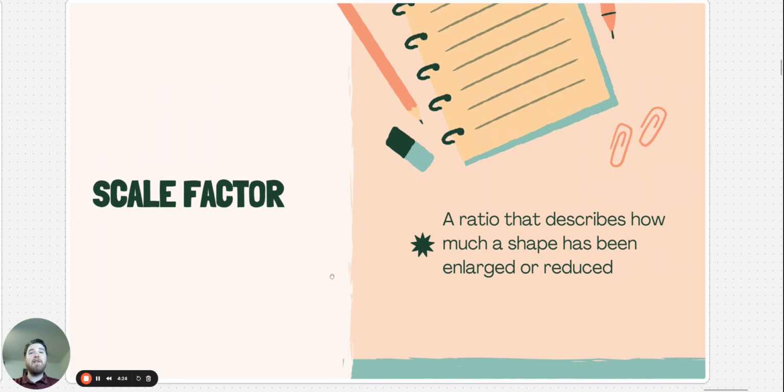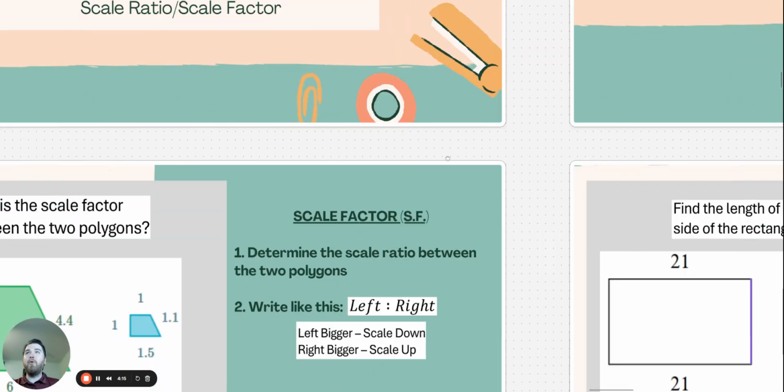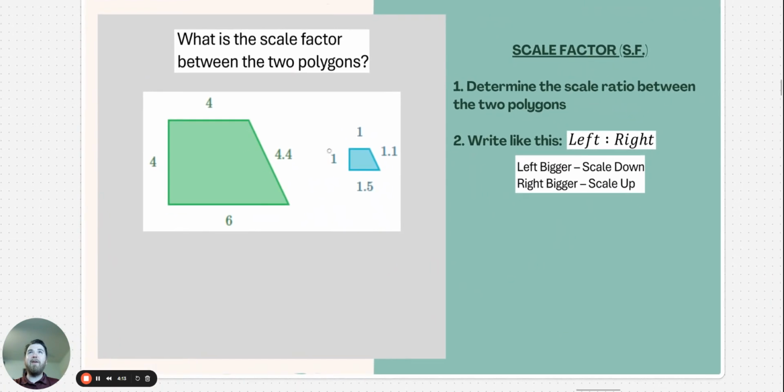Scale factor is very similar. It's that same ratio, but it's basically just how much a shape is getting enlarged or reduced, and that's what we're trying to find. We set it up with a colon in the middle of it. You'll see what it looks like here in just a second.